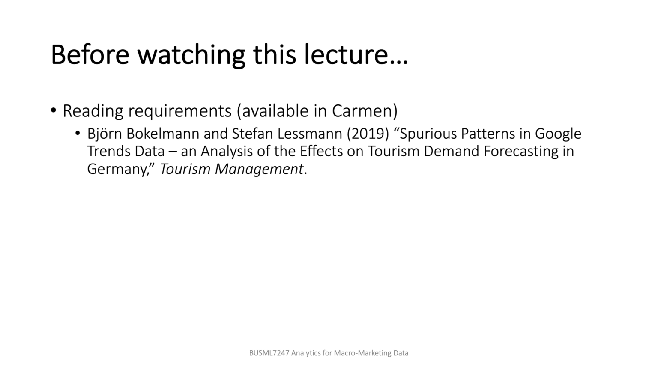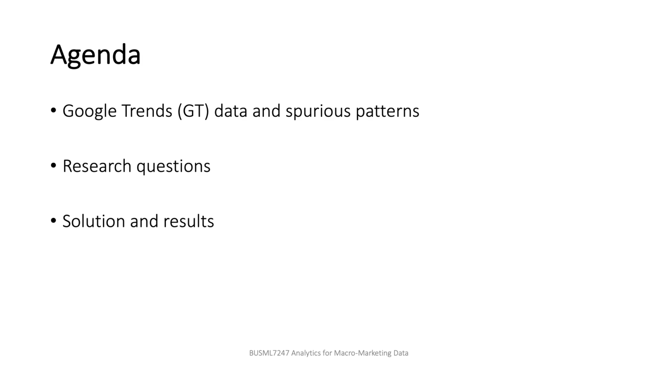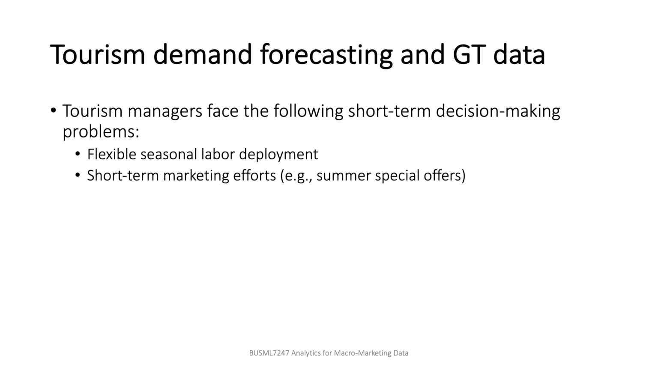Before watching this lecture, please read this article, Spurious Patterns in Google Trends Data, an analysis of the effects on tourism demand forecasting in Germany by Björn Bockelmann and Stefan Lessmann. The article is available in German. In this lecture, I briefly introduce a study about tourism demand prediction using Google Trends data.